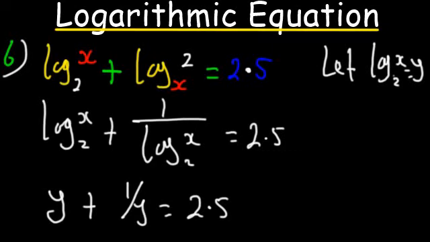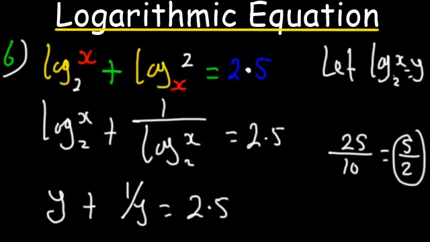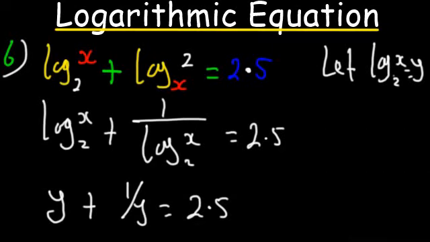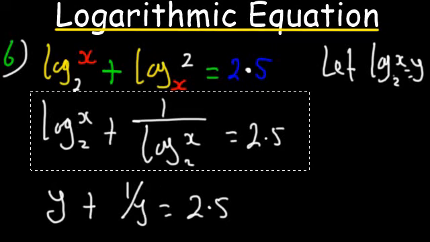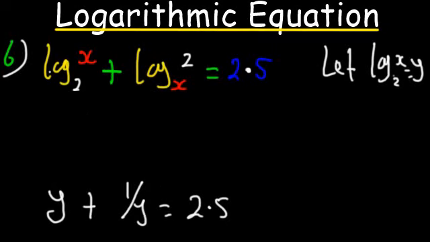So therefore 2.5 is the same as 25 over 10. But it turns out that we can actually simplify 25 over 10 to the lowest term, as 5 can go in 25 in 5 places and 5 can go in 10 in 2 places. So the simplest form of the fraction is 5 over 2. So we want to replace 2.5 with 5 over 2. Good. So let me just get rid of this. So therefore we're going to have y plus 1 over y to be equal to 5 over 2.